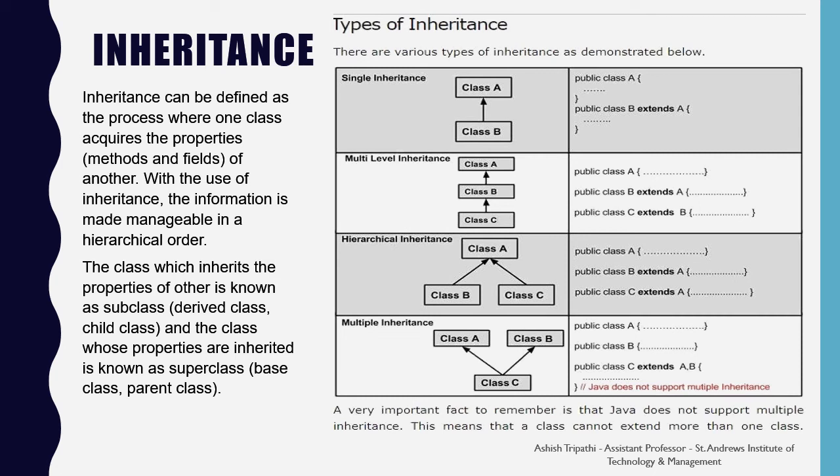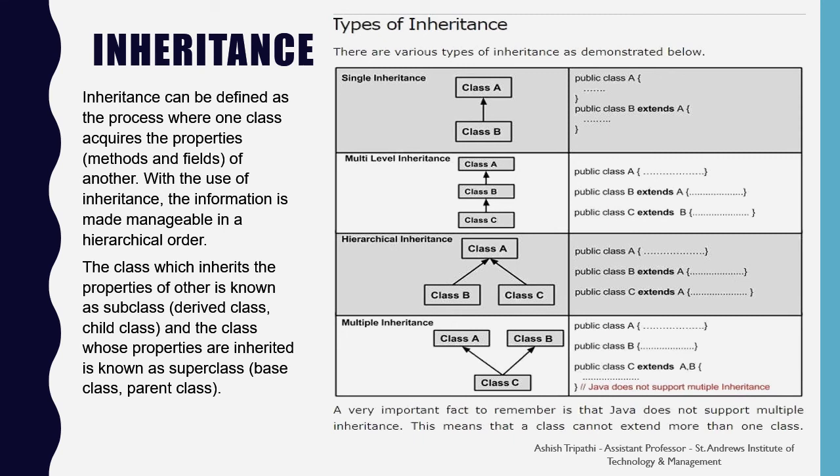Inheritance can be defined as the process where one class acquires the properties of another class. With the use of inheritance, the information is made manageable in a hierarchical order. The class which inherits the properties of the other is known as the subclass, derived class, or child class. And the class whose properties are being inherited is known as the superclass, base class, or parent class.